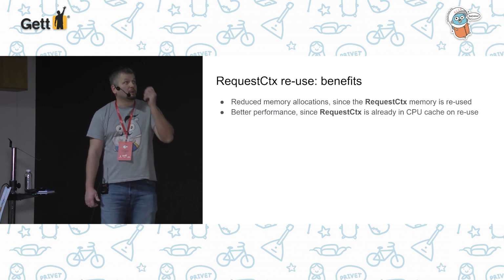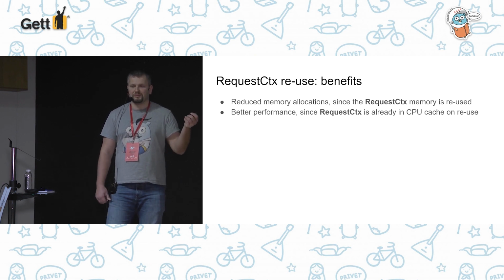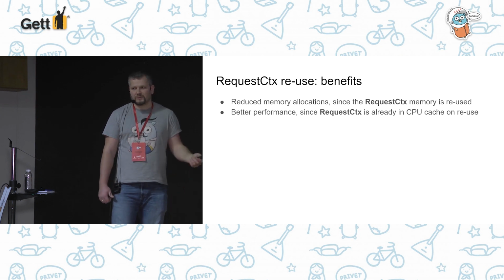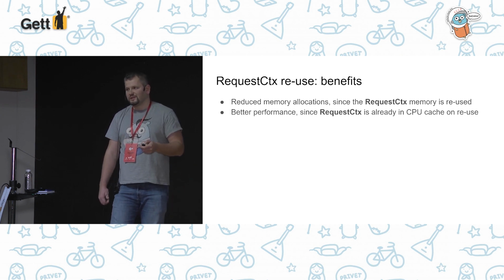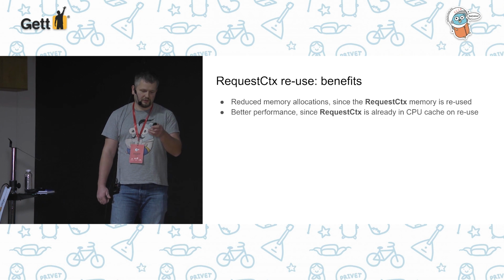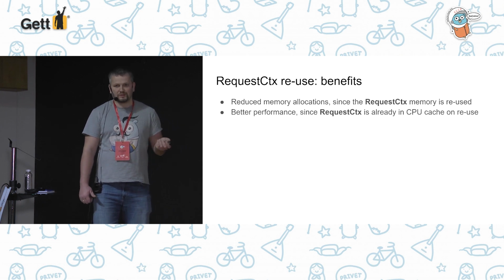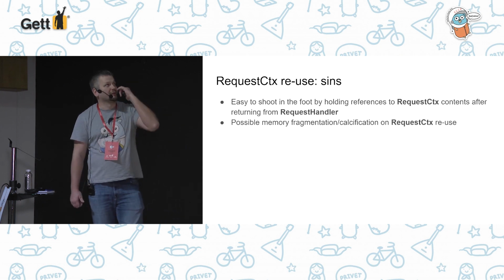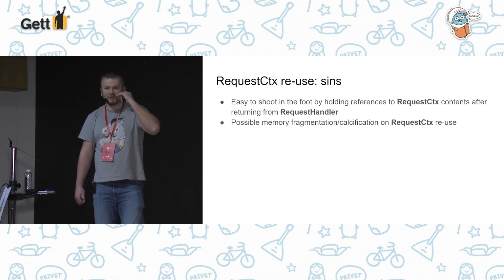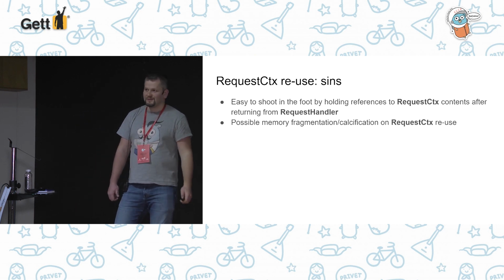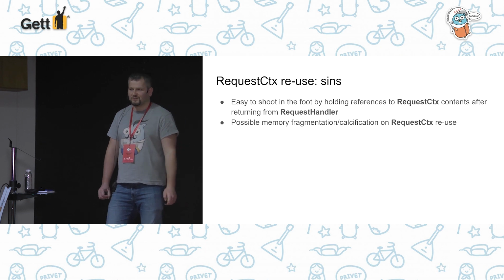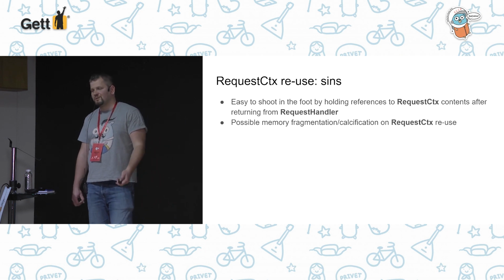What are the advantages? The advantages are that we're reusing RequestCtx. Therefore, memory allocation goes down, data locality improves, and the speed improves. But as to the drawbacks, I think you've already guessed what they are. It's very easy to abuse this API.